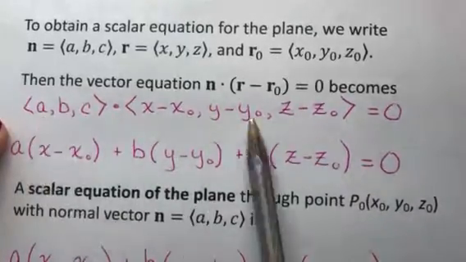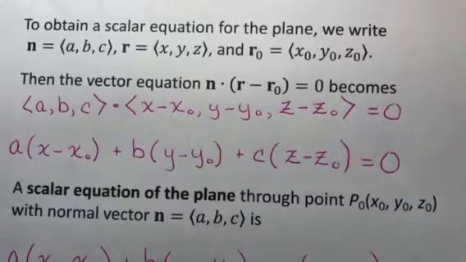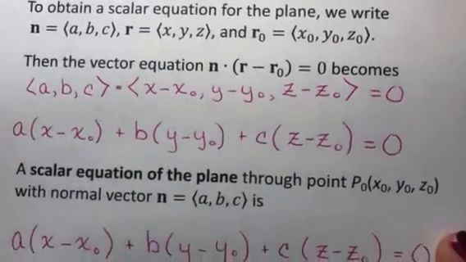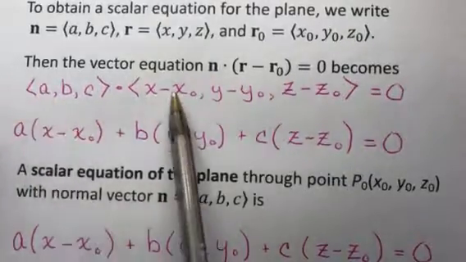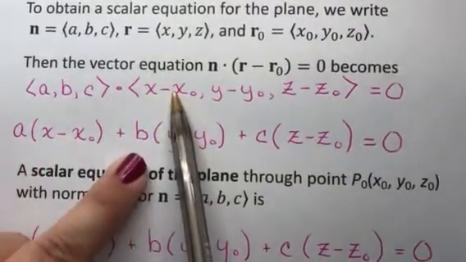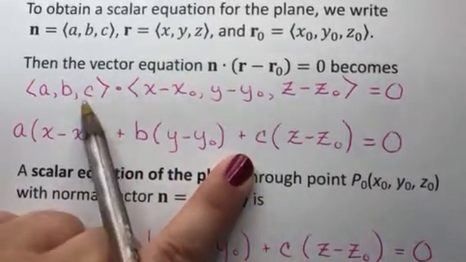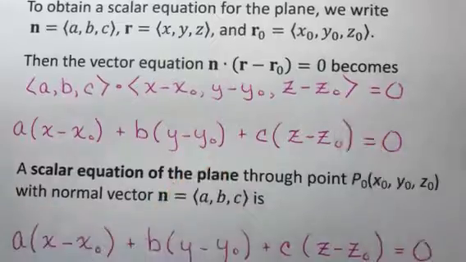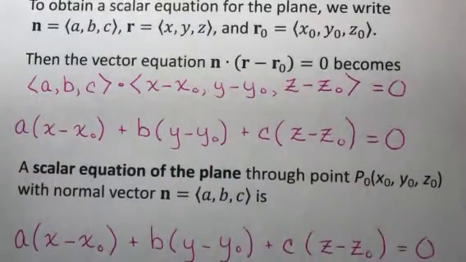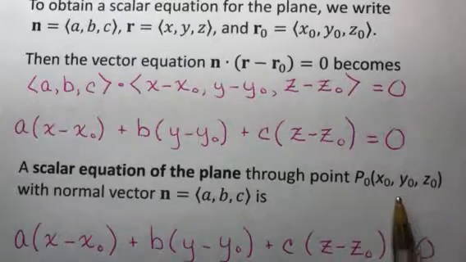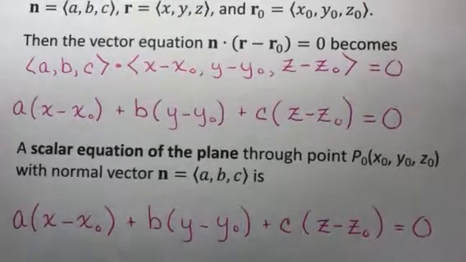Okay, and remember, this dot product must be equal to 0. Now, we remember how to do a dot product, right? Multiply the components and add them. So first component times first component plus second component times second component plus third component times third component. Okay? So this is the scalar equation of the plane through our initial point with this normal vector.